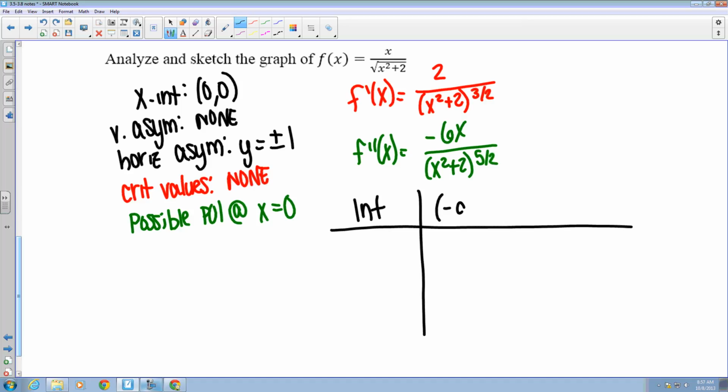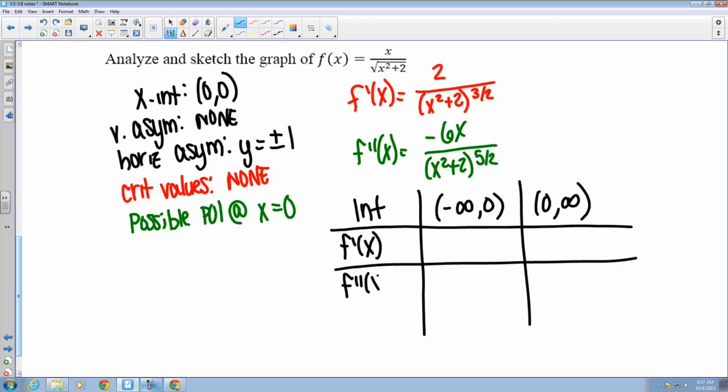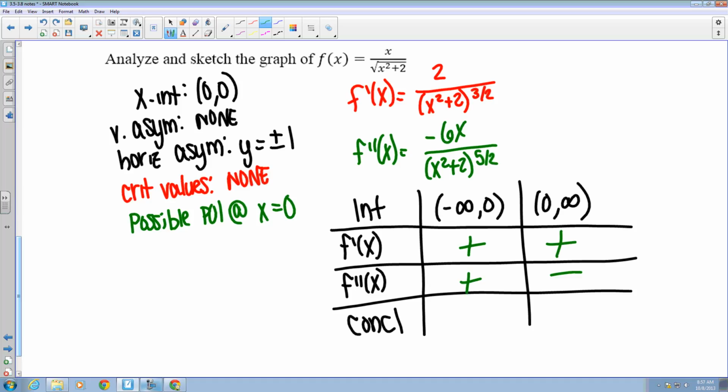Intervals negative infinity to 0 and 0 to infinity. You're still testing it in the first derivative and the second derivative to get our conclusion. From negative infinity to 0, our first derivative is positive, and then it is also positive on the second interval. And the second derivative is positive and negative. So our conclusion is that we are increasing concave up and increasing concave down.